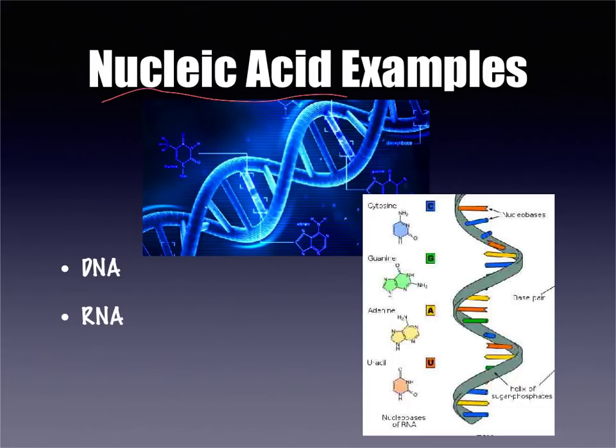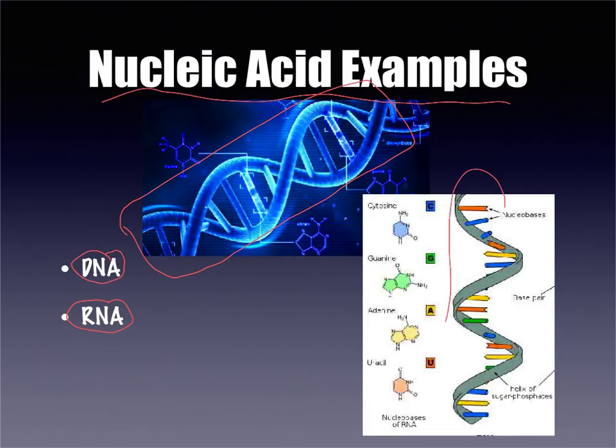Nucleic acid examples are two: DNA and RNA. Now we're going to get into a lot more detail on this stuff later on, but suffice it to say at this point that DNA is a double-stranded nucleic acid and RNA is a single-stranded nucleic acid. DNA is going to have these bases here in the middle paired up, where RNA does not.